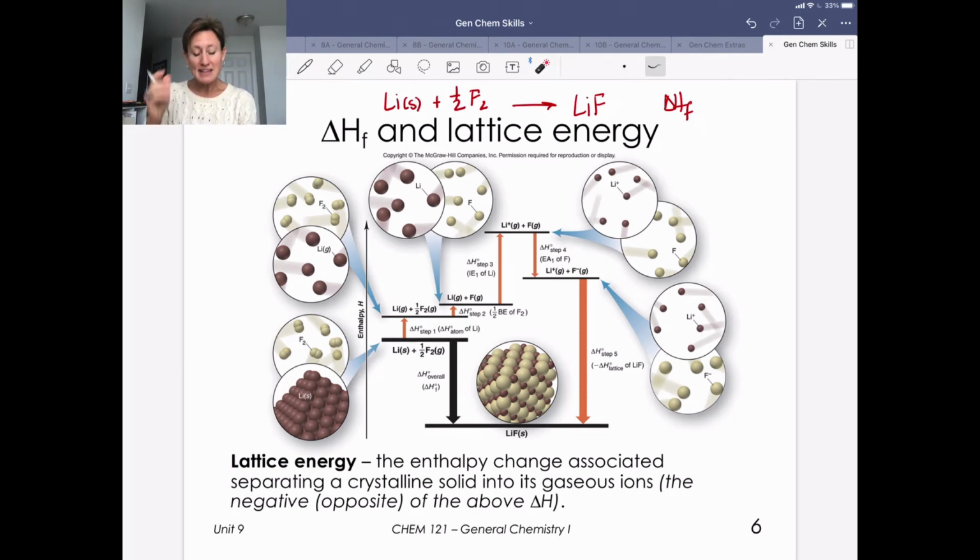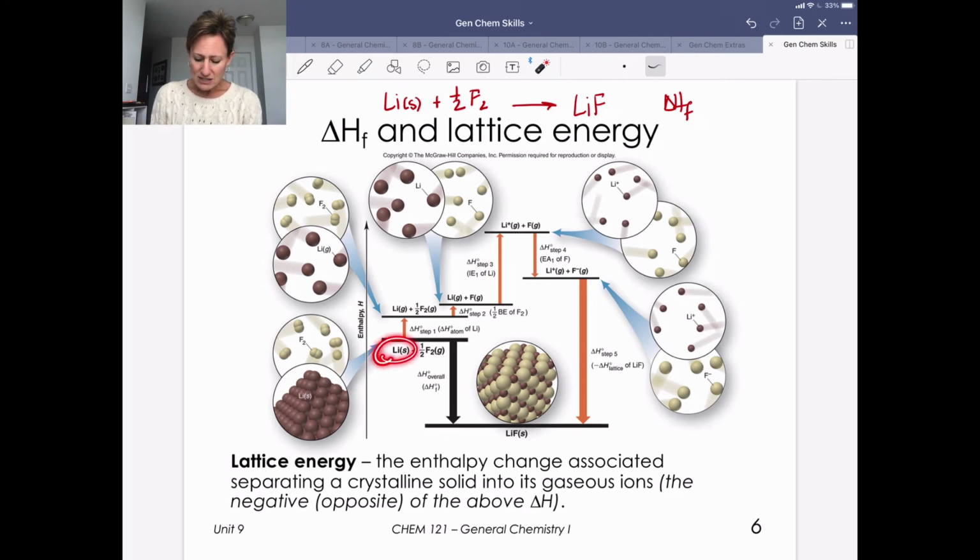So let's think about the things that have to happen to take solid lithium and fluorine gas and make it into a lithium cation and fluoride anion. You don't have to remember and walk through this process, but hopefully it'll make sense for you. So here's some of the things that we have to do.